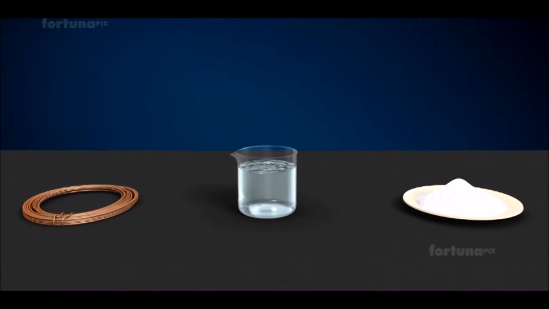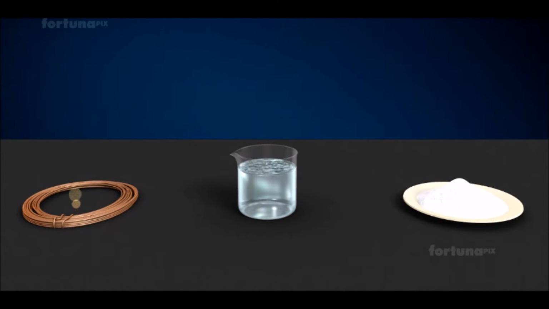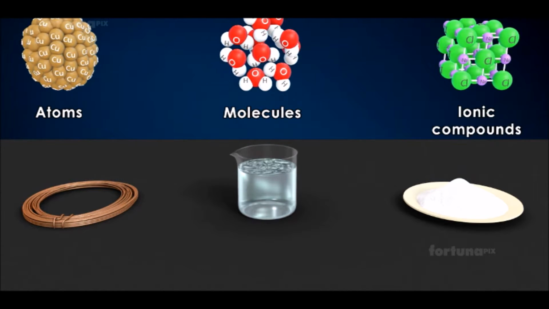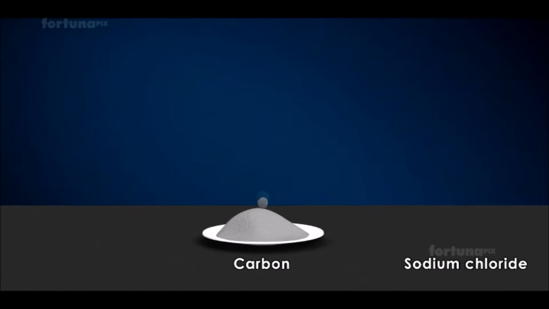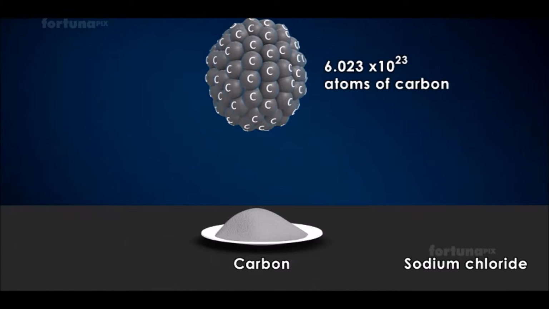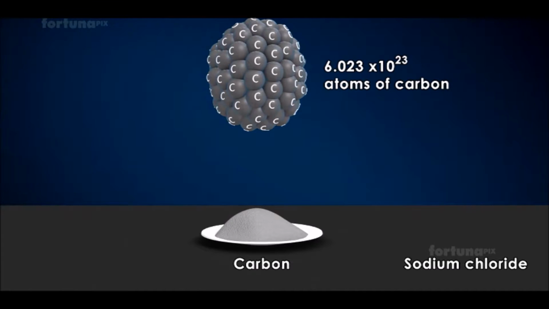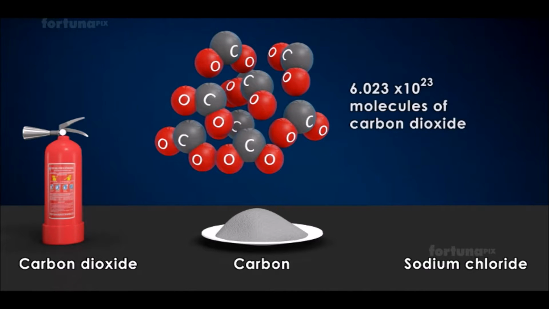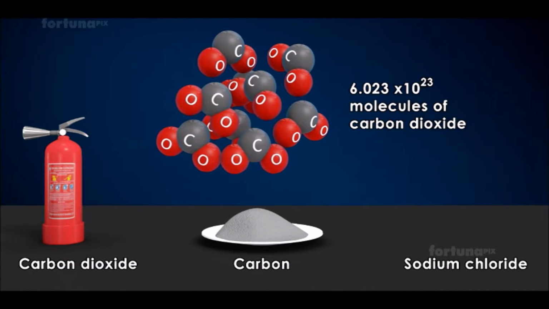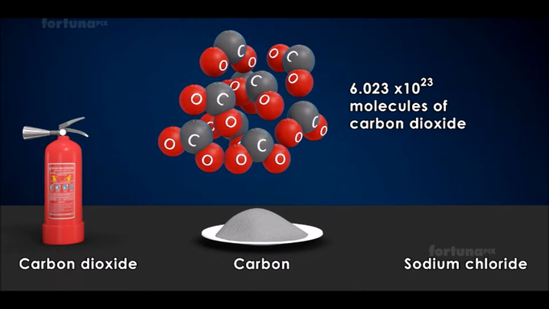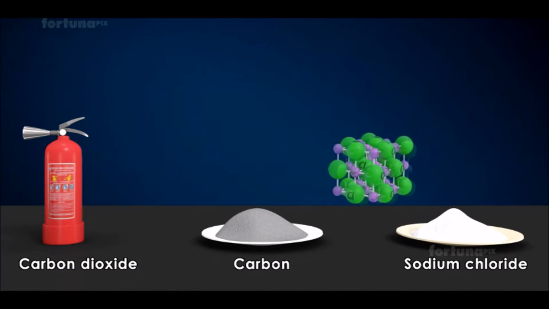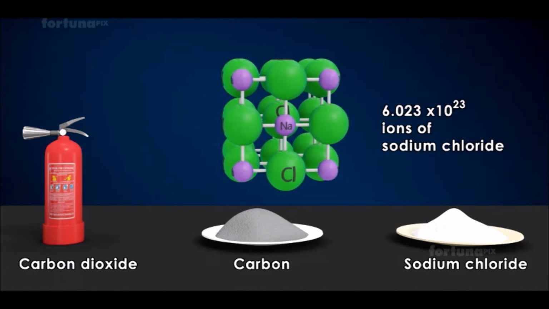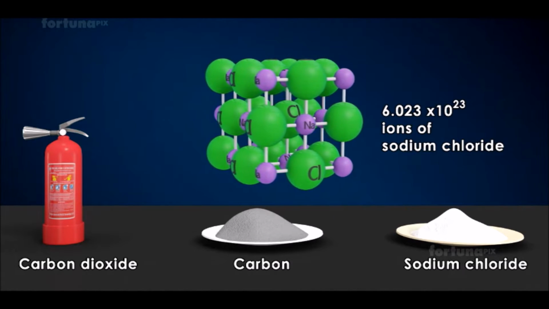According to the concept of a mole, the particle can be atoms, molecules, or ionic compounds. For example, 1 mole of carbon contains 6.023 times 10 to the 23rd atoms of carbon. 1 mole of carbon dioxide contains 6.023 times 10 to the 23rd power molecules of carbon dioxide. And 1 mole of sodium chloride contains 6.023 times 10 to the 23rd power ions of sodium chloride.